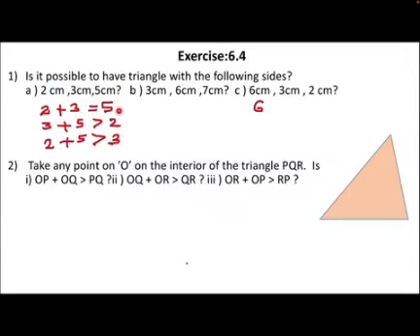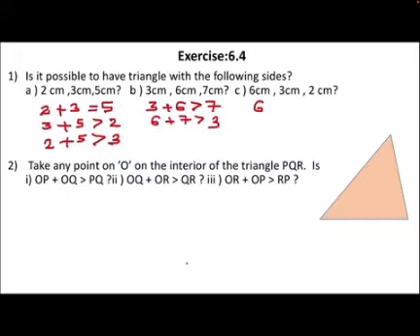We cannot, because 2 plus 3 is not satisfying the condition. What is the condition? It has to be greater than the third side, but here it's equal to the third side. So, this triangle cannot be constructed, meaning we cannot have a triangle with these measurements. What are they? 2 centimeters, 3 centimeters and 5 centimeters. So, we cannot construct a triangle with these parameters. Okay, children. Now, let's see the next one.